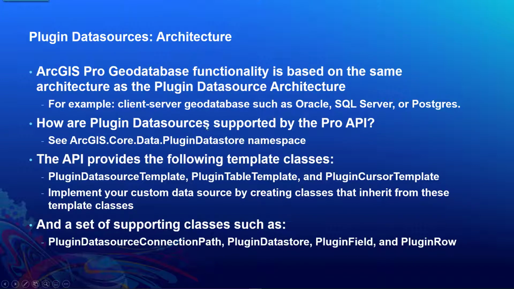So how are plugin data sources supported by the Pro API? You simply look under the ArcGIS Core Data PluginDatastore namespace and find all the classes there. The API provides the following template classes: there is a plugin data source template, a plugin table template, and a plugin cursor template. So you implement your data source by creating classes that inherit from these template classes. And there's also a set of supporting classes that we will see used in a little while.